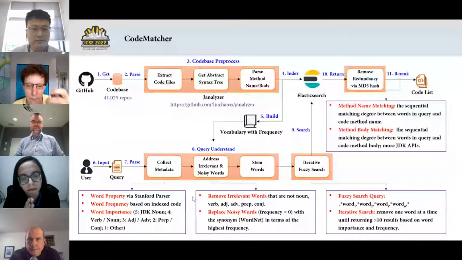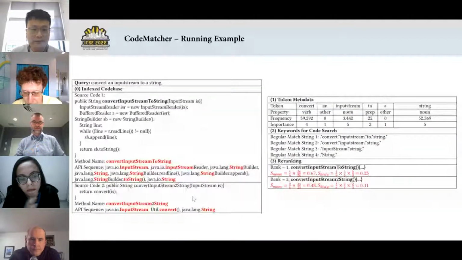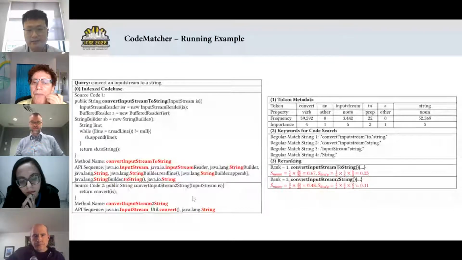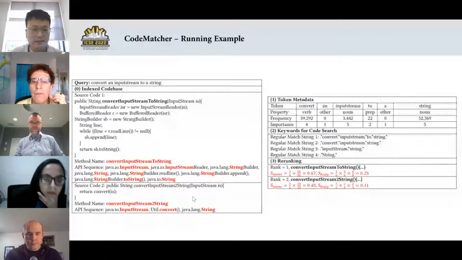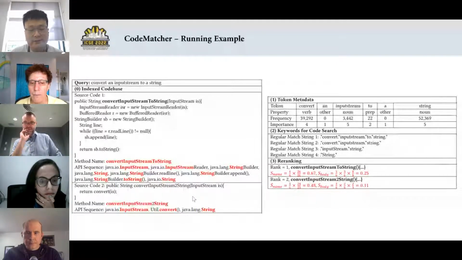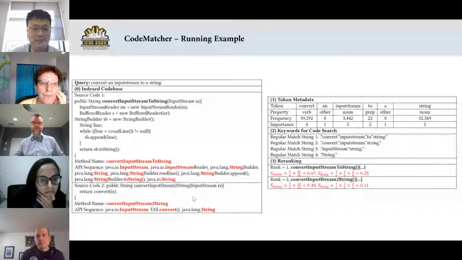Here's a simple example. With the query convert an input string to a string, we first collect the metadata such as property, frequency, and importance. Then we search the code base in different ways, re-rank the code, and put the best code first.